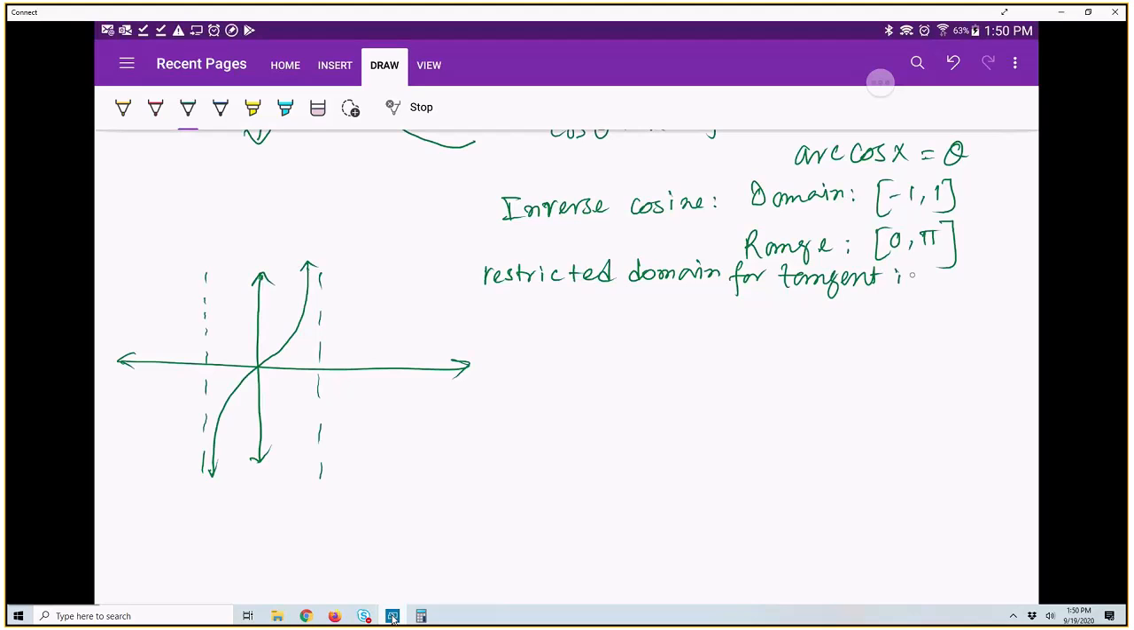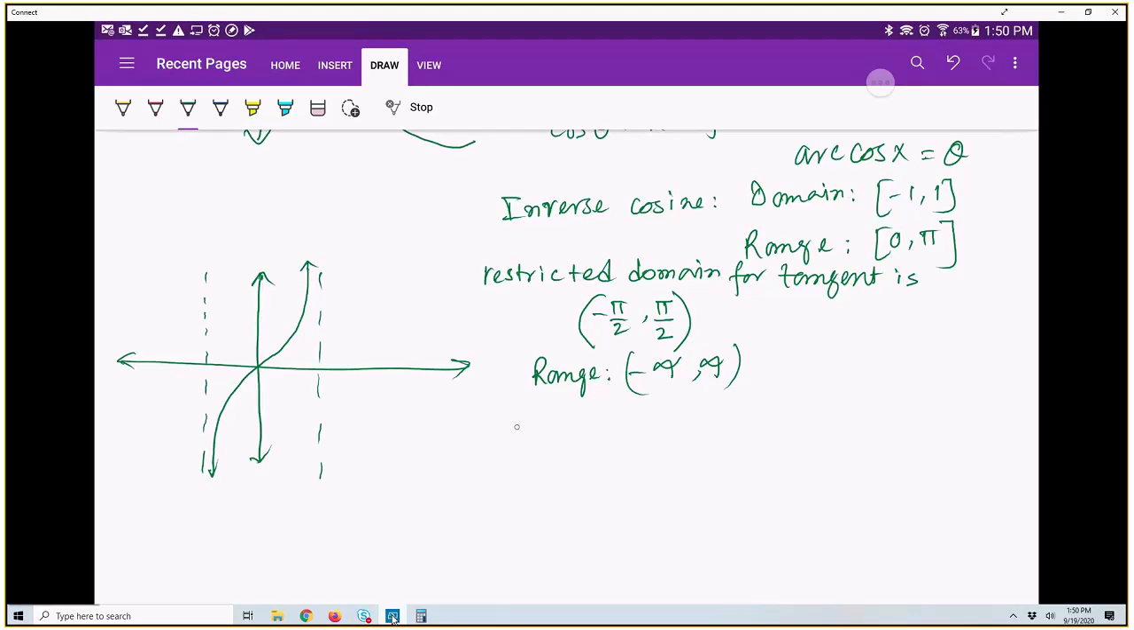is -pi/2 to pi/2. We have to be careful about -pi/2 and pi/2. These are the vertical asymptotes, so I do not have any value, so they're open brackets. The range of the restricted tangent function is -∞ to infinity, because I'm assuming all real number values.